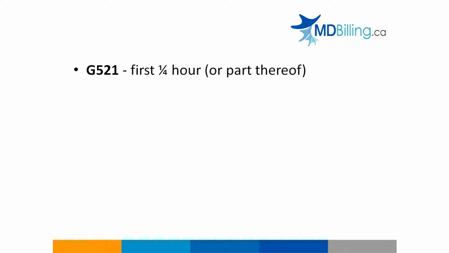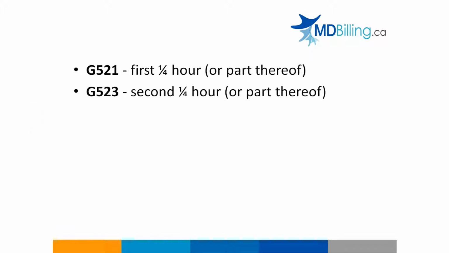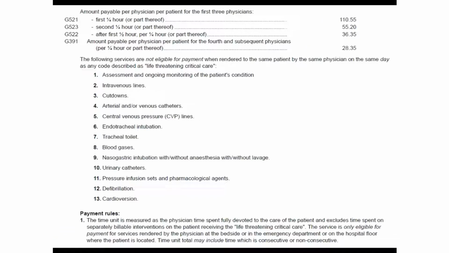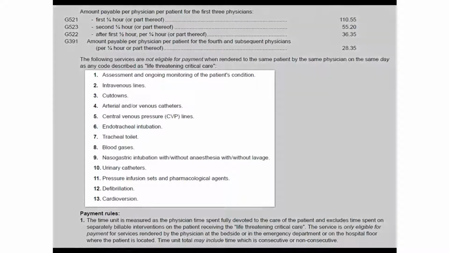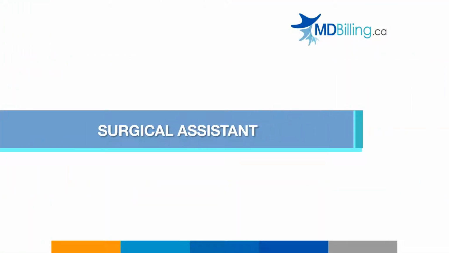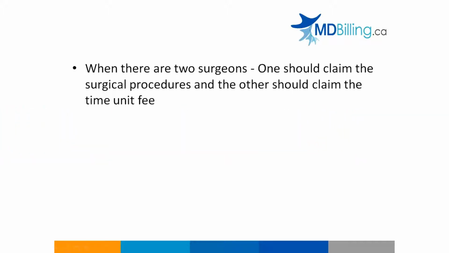G521 for the first 15 minutes, G523 for the second 15 minutes, and then G522 for each 15 minutes after the first half hour. Please note that these codes cannot be billed with other critical care codes, and they also include these services. When procedures are performed by 2 surgeons at the same time, one surgeon should claim for the surgical procedures, and the other surgeon should claim the time unit fees.